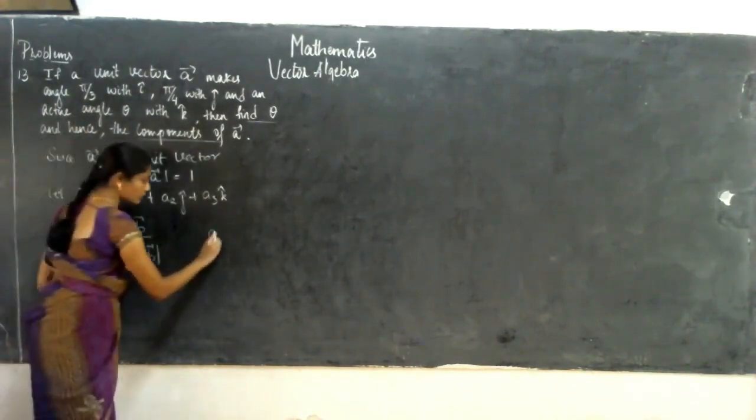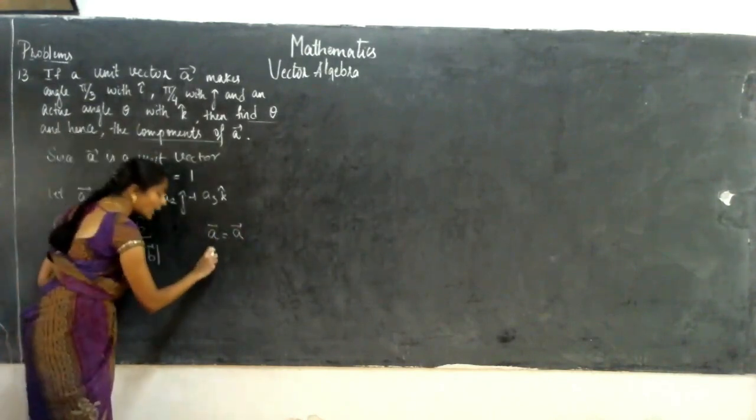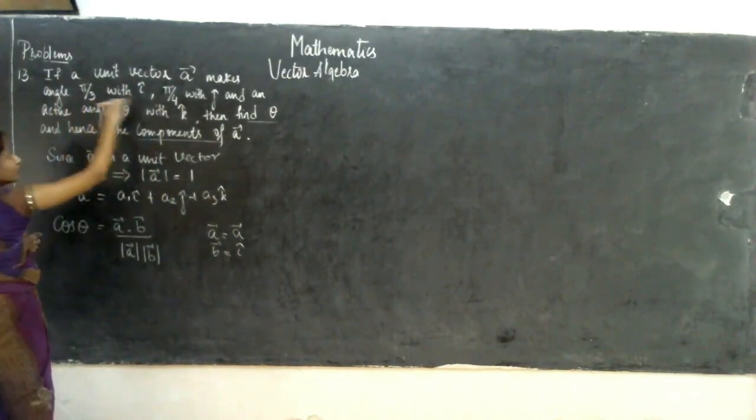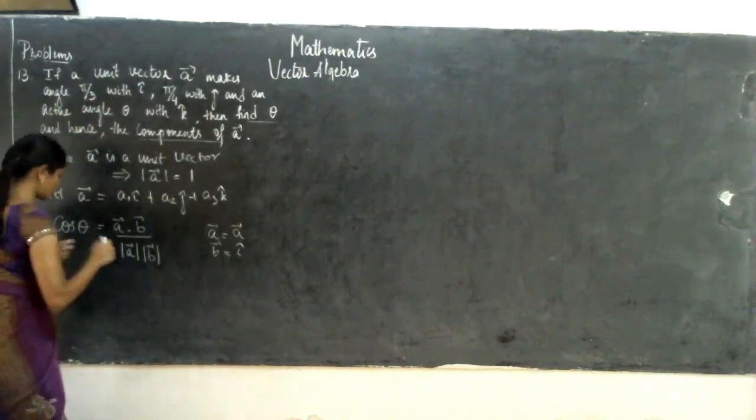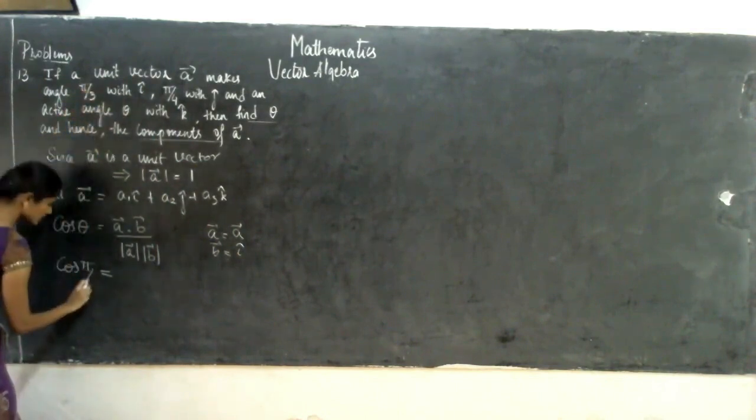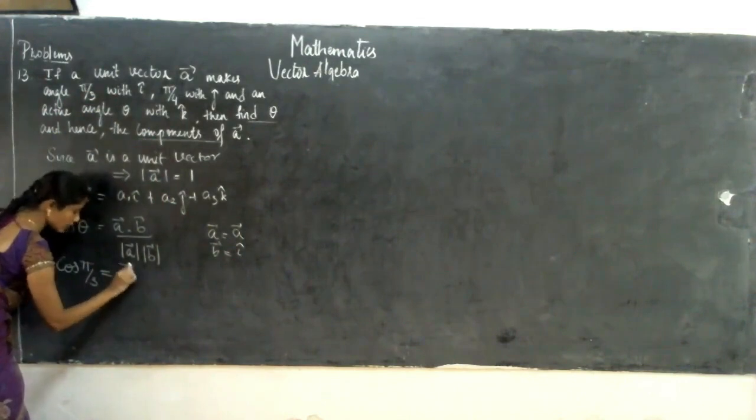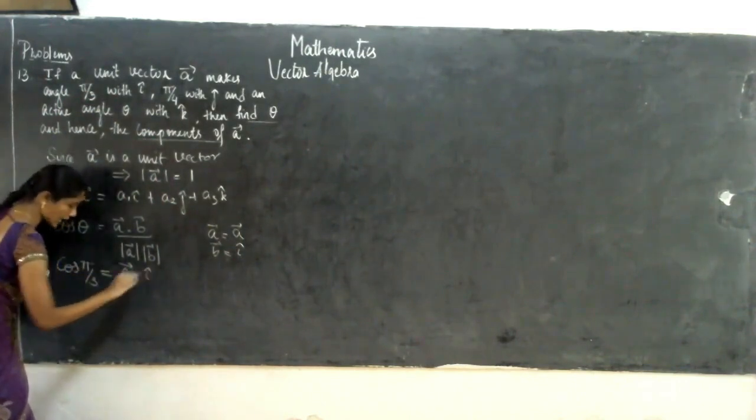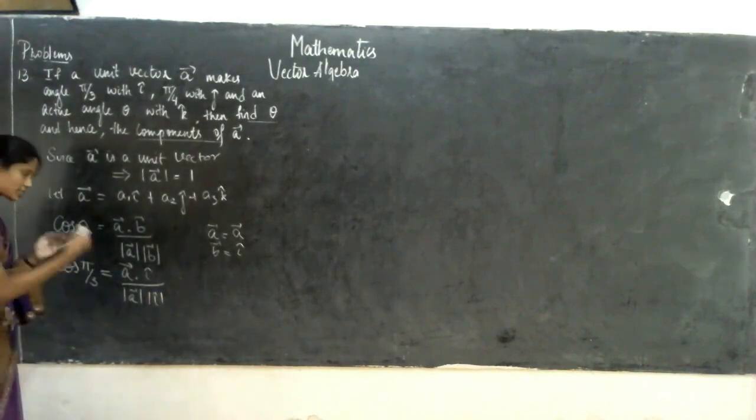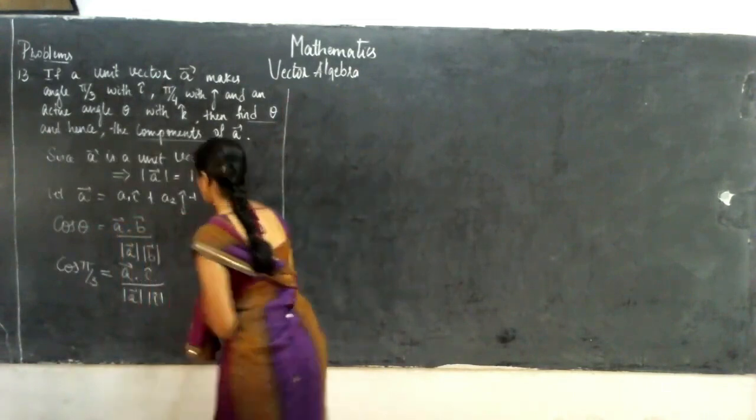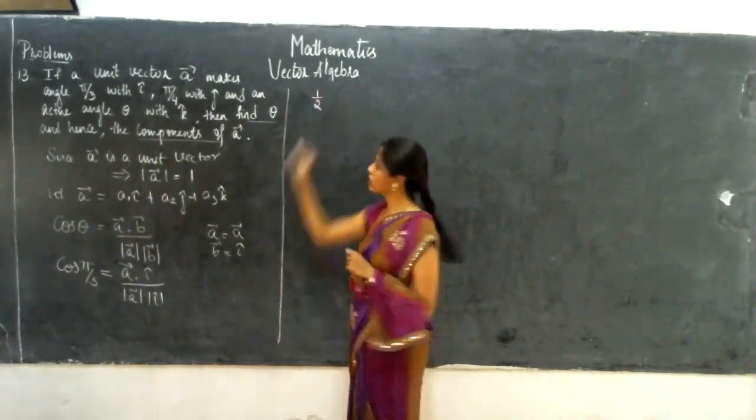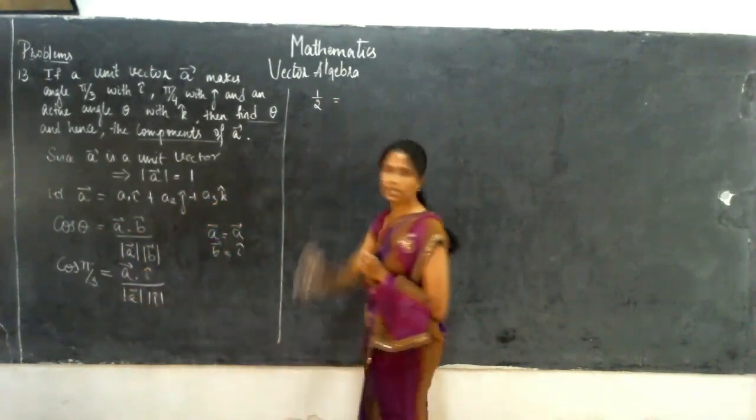What are those two vectors? One is vector A. The other vector B is i cap, since vector A makes an angle of pi by 3 with i cap. So this will be equal to cos of the angle made by vector A with i cap, which is pi by 3. That is vector A dot i cap by magnitude of vector A into magnitude of i cap. I'm just applying the formula. Let us simplify. This is equal to cos pi by 3, that is cos 60, which is nothing but 1 by 2.